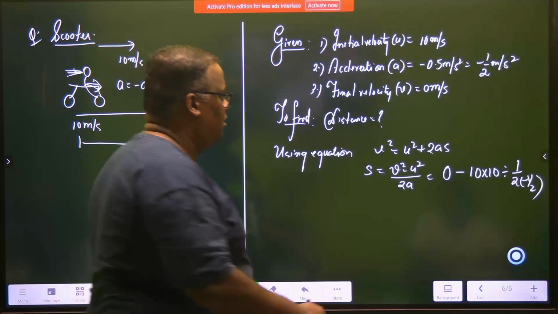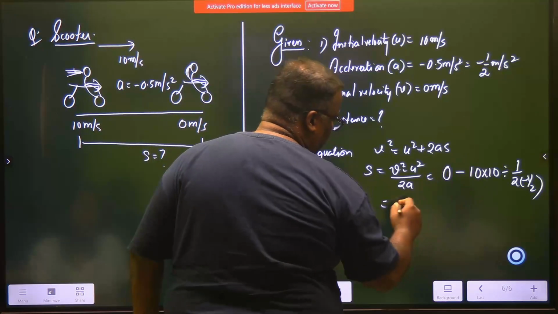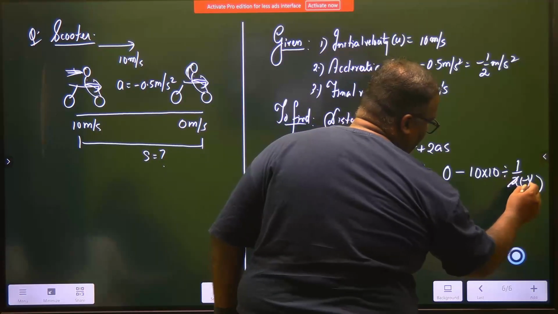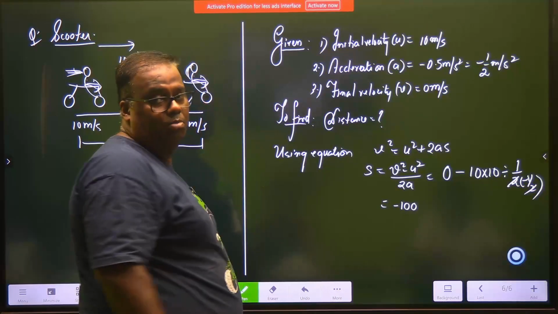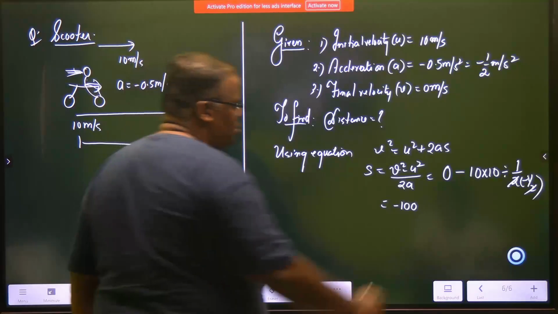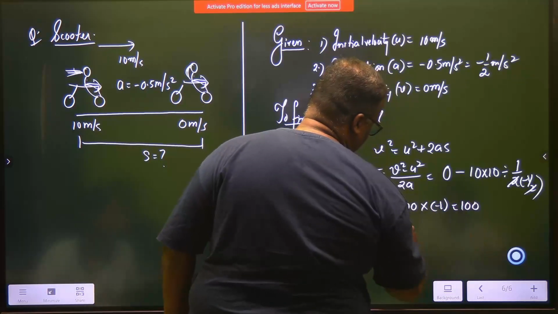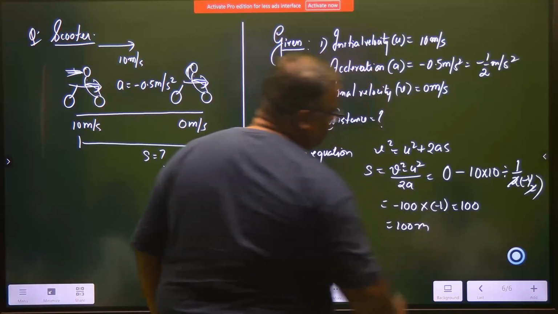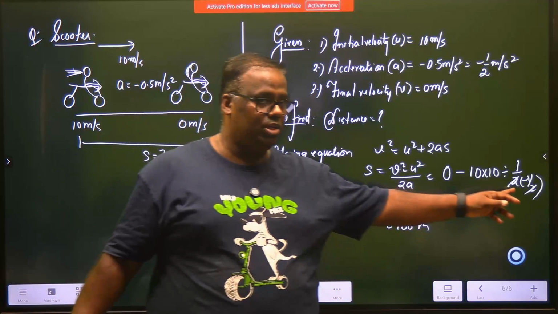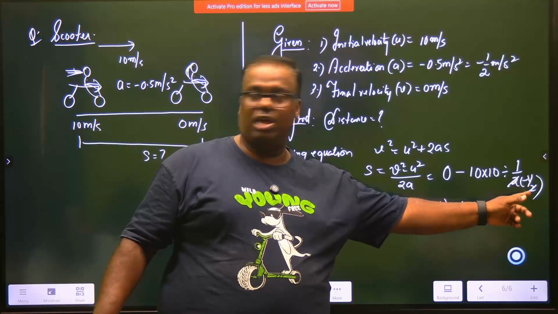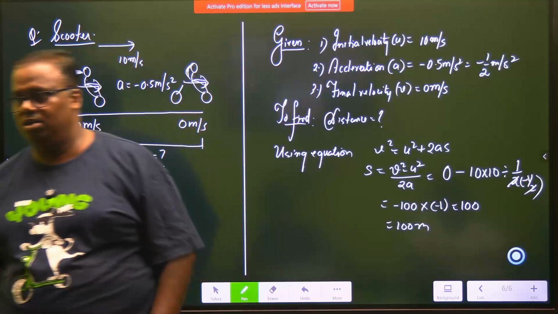Correct? So let's make it more simple. 0, so this is minus 100 and minus 100. This 2 and 2 cancel each other, so it becomes negative 1 only. This is multiplied by negative 1, which is equal to 100. So it's 100 meters. You can do it the way you like. Did you understand this calculation? 2a, a is negative half. So 2 and 2 cancel. This becomes 1 by minus 1.